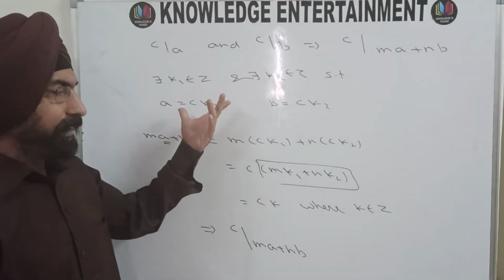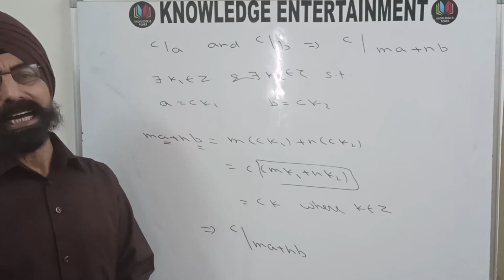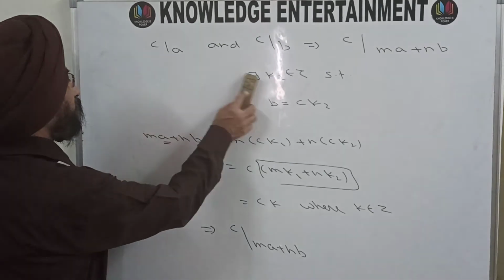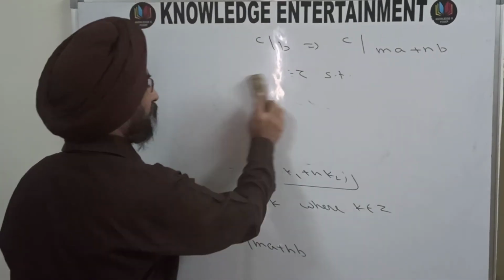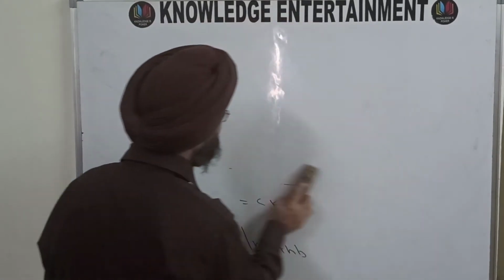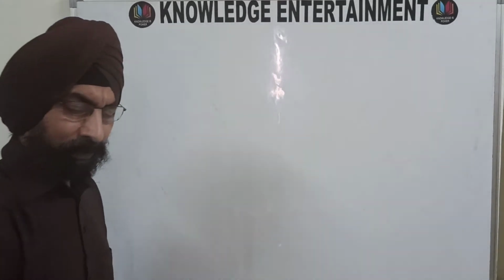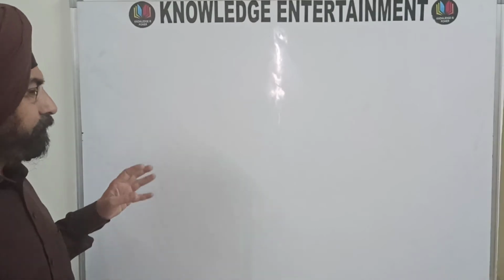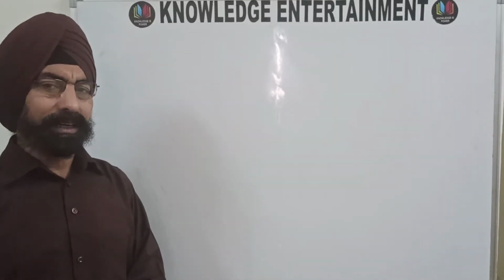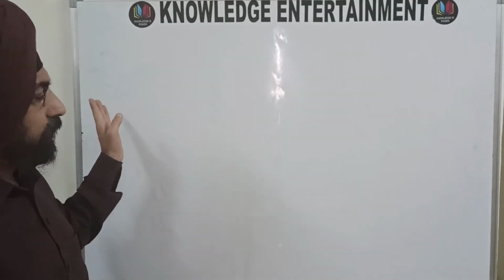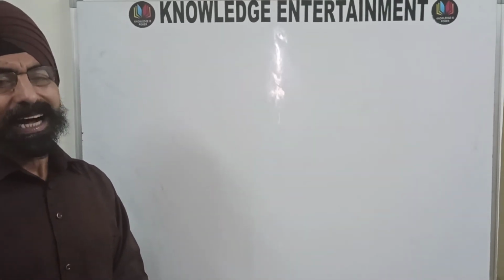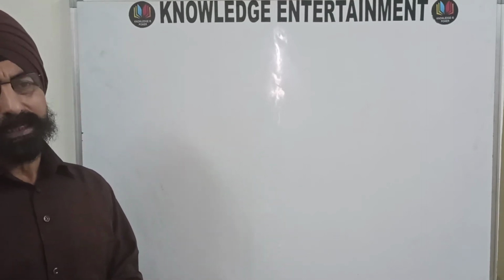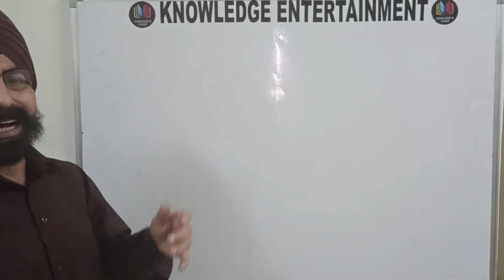So if C divides A and C divides B, then C divides each and every linear combination of A and B. And then we are moving on to division algorithm. What is division algorithm? Division algorithm says that if A and B are two integers with B positive integer, then there exist unique integers Q and R such that A is equal to BQ plus R, where R is greater than or equal to 0 but is strictly less than B, and Q and R are unique integers.